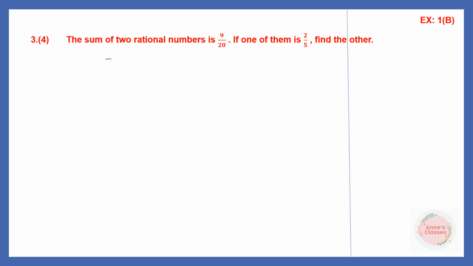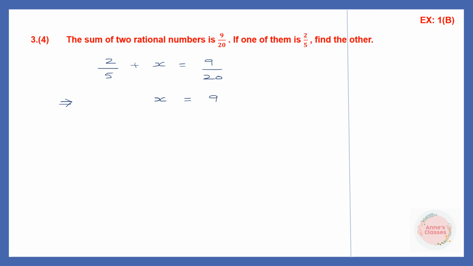So that means, now suppose I take 2 by 5 as the first number. When I add another number to it, let's call it x, my answer is going to be 9 by 20. Now we've worked out sums like this earlier. This is the form of linear equation because we have to solve for x, which is the other number. So let's solve for x.